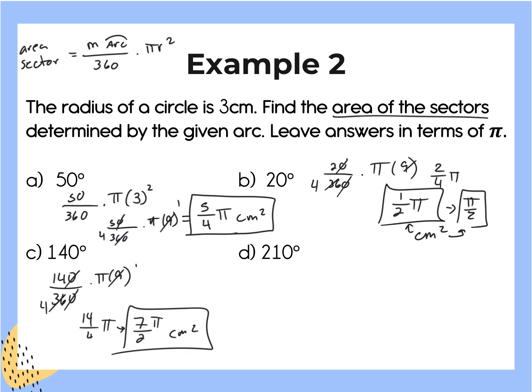Now for D, we have 210 degrees, so 210 over 360 times again pi, and then our square being 9, because 3 squared is 9. The zeros cancel, this becomes 1, this becomes 4. So this is going to become 21 over 4 pi. And again, centimeters squared.